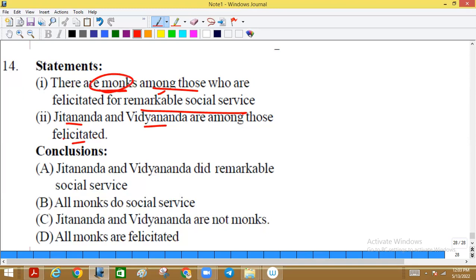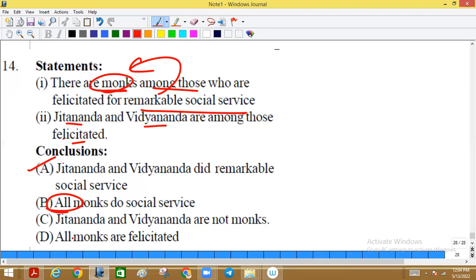See, there are monks in that, not all, in that some are felicitated for their social service. Jitananda and Vidyananda are felicitated. Now come here, conclusions. Jitananda and Vidyananda did remarkable service. Yes or no? Yes. All monks do. No, all is not there. There are monks among those. So obviously, Jitananda and Vidyananda are not monks. No, clearly they are felicitated.